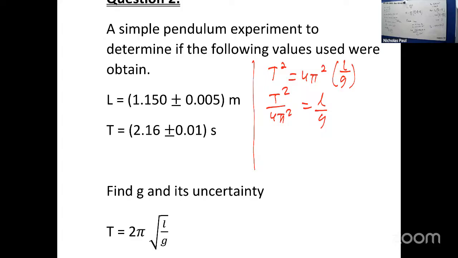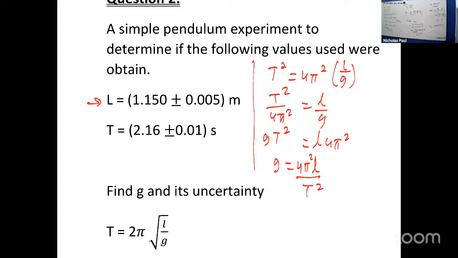Then cross multiply. G t squared is L 4 pi squared. Last part, move across t squared. Right? So it's L, you can leave it like this, 4 pi squared all over t squared. Right? Square both sides and then make G the subject of the formula. That's okay? Now have fun doing that.